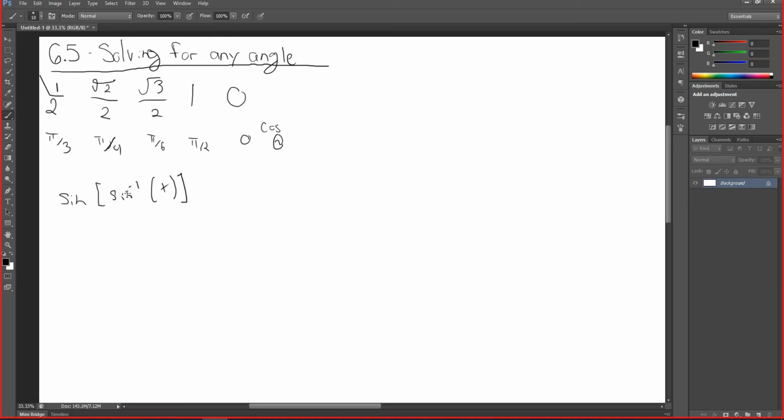Can someone remind me of what the output is of an inverse function? The output. So if I'm given x, what does x represent for sine inverse? Like the y. This is the y coordinate. So what would sine inverse equal? I'm not sure.